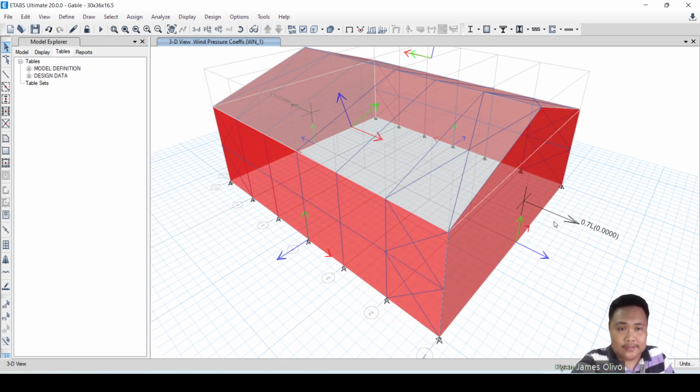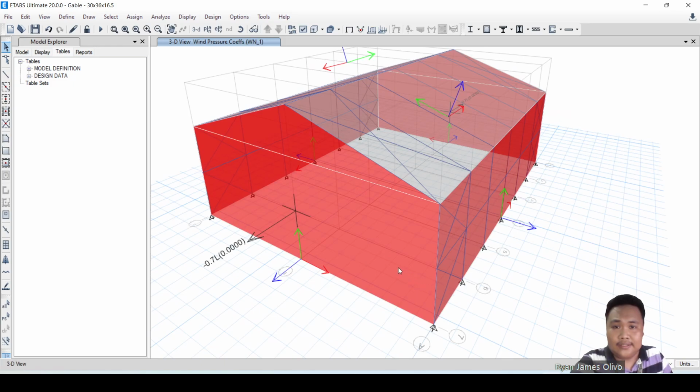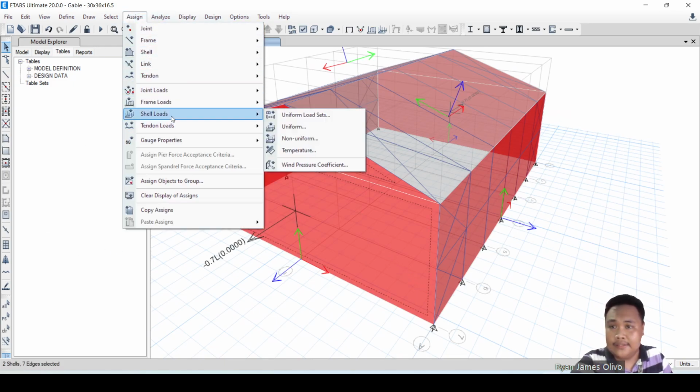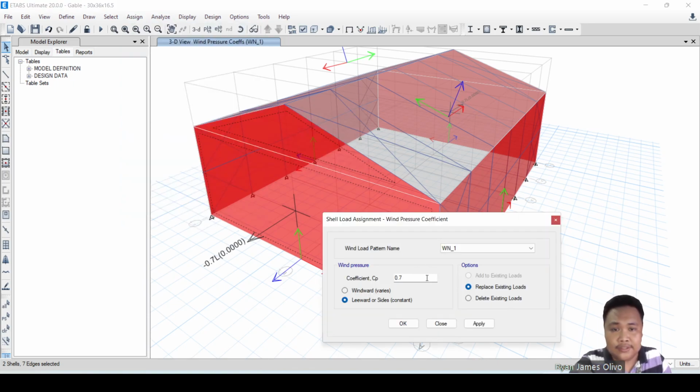Okay. Then next here, let's try to apply this one. Assign shell loads, pressure coefficient. So apply. Then WN2. Again, apply. Okay, so let's try.